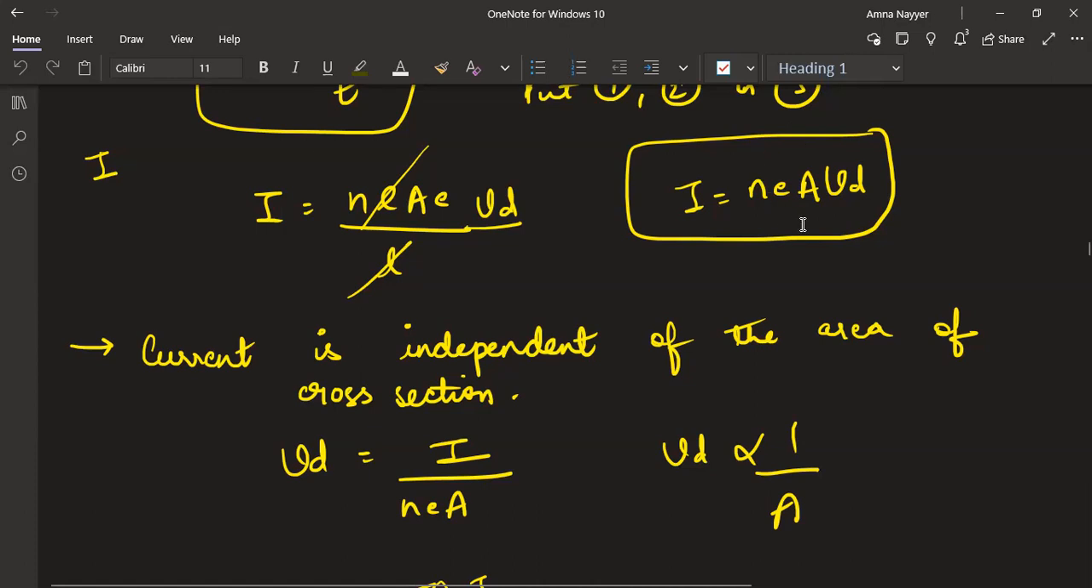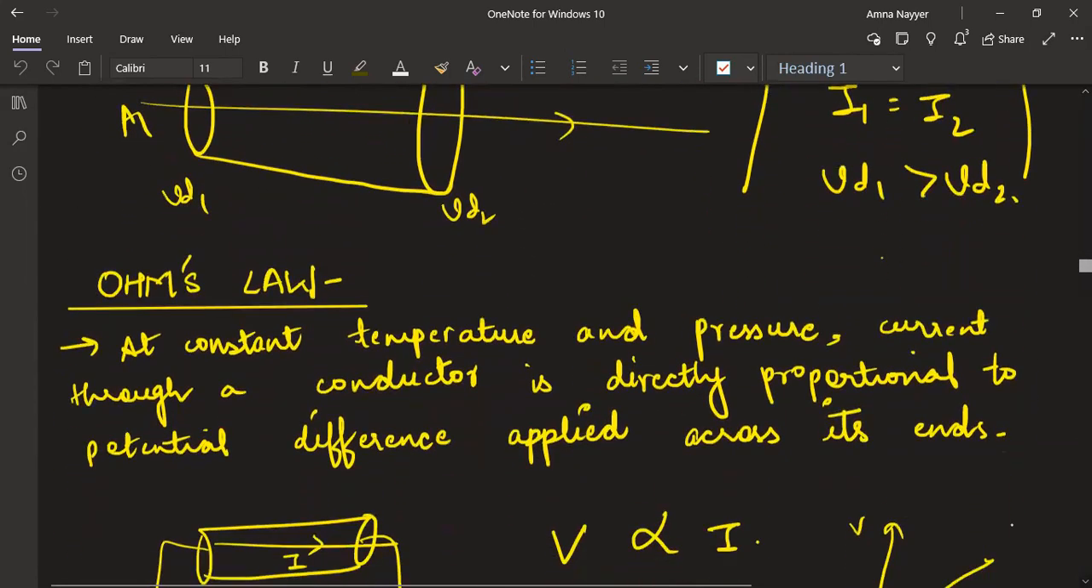But drift velocity is inversely proportional to area from the formula. That is valid. If area is more, velocity will be less. If area is less, velocity will be high, inversely proportional.